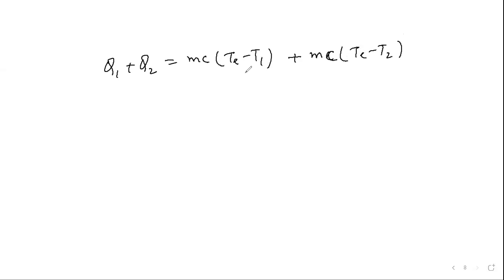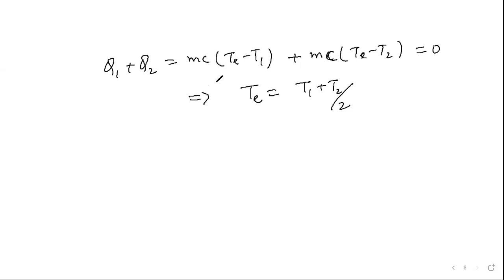Remember, both blocks have common final temperature Te. T1 is the initial temperature of block 1. T2 is the initial temperature of block 2. So we equate it to 0. When we solve this, we get Te is equal to (T1 plus T2) by 2. So Te will be the arithmetic mean of T1 and T2.